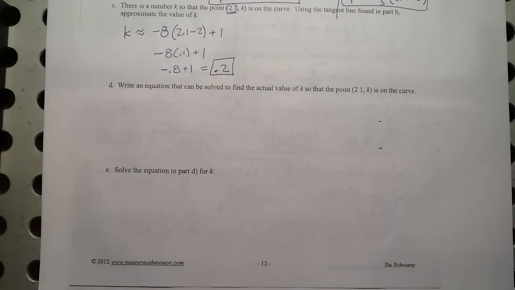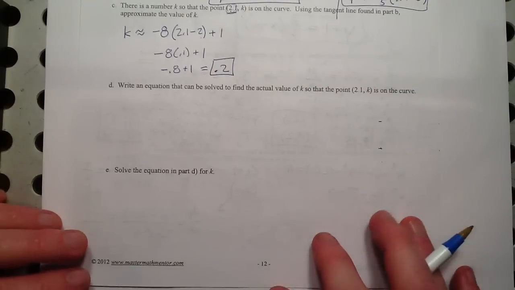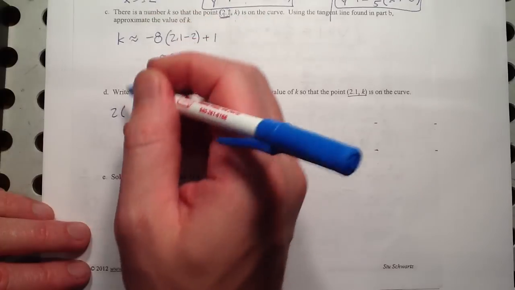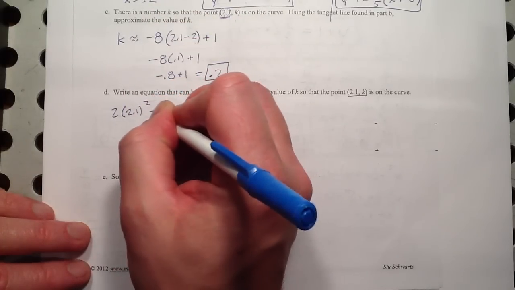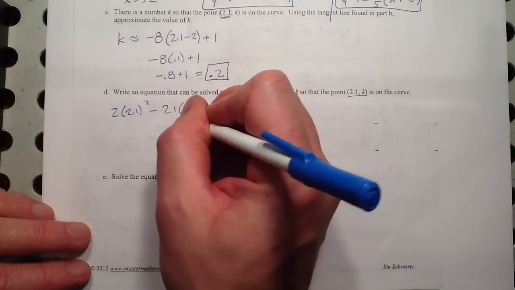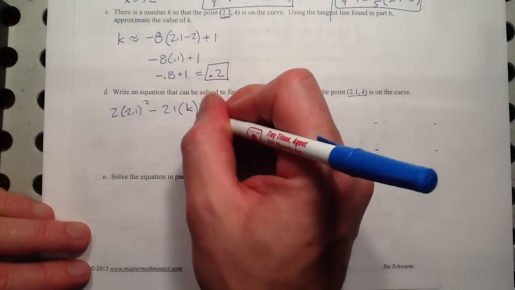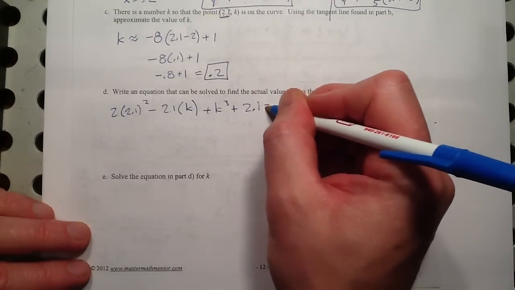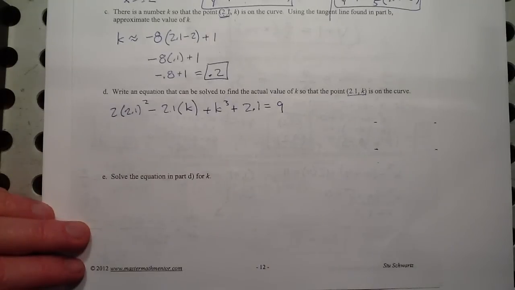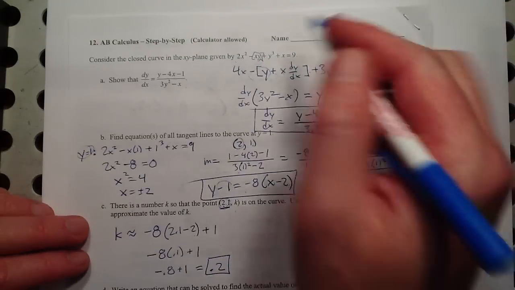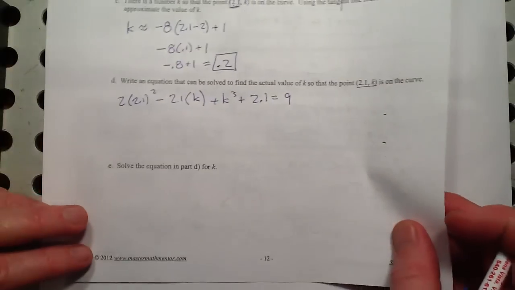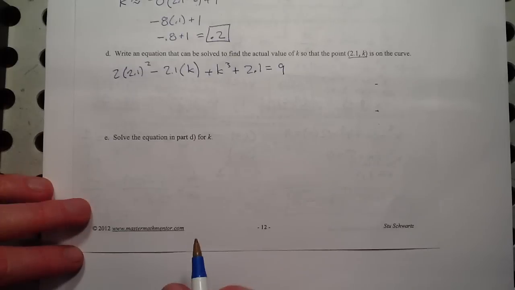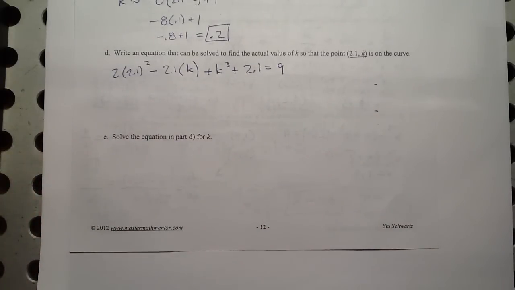Now, write an equation that can be solved to find the actual value of k. Well, that means we're just going to plug this stuff into our equation and try to solve for k. I'm going back to the original equation now. It's 2.1 squared minus 2.1 times, that's the y value, k, plus k cubed plus 2.1 equals 9. And I don't know if you noticed this at the top, this is calculator allowed. So I think we're going to need our calculator to solve this. We could clean it up a little bit, but really, why bother? We're trying to solve this for k, so let's go straight to our calculator.